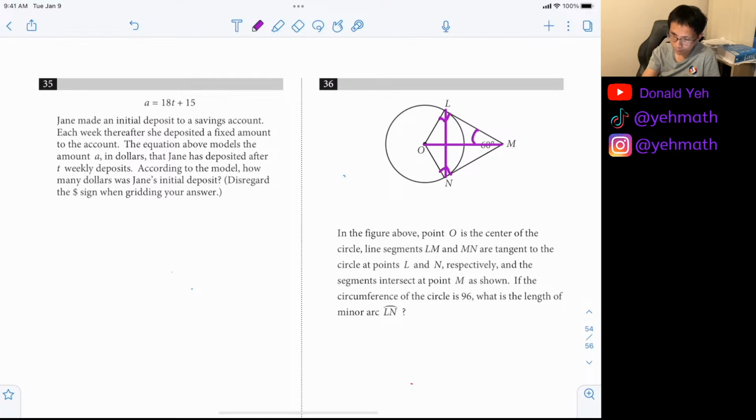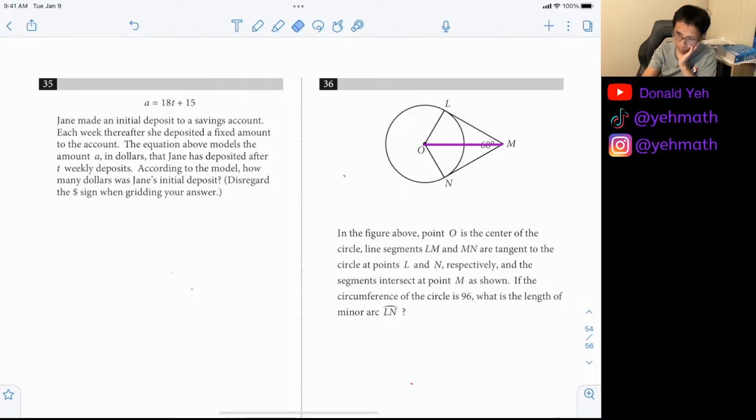Yeah, so that makes a little equilateral triangle on the right hand side. So you know all angles have to be 60, and then you also see the perpendicular. So you do 90 minus 60. So ONL and OLN are both going to be 30 degrees. And since that triangle has to be 180, then angle O has to be 120. Multiply that fraction by the 96 circumference to get the arc.